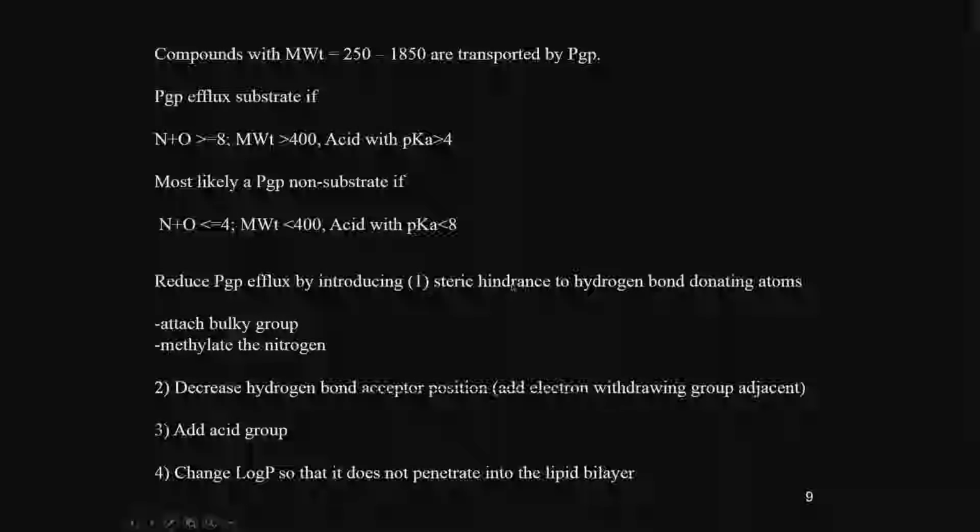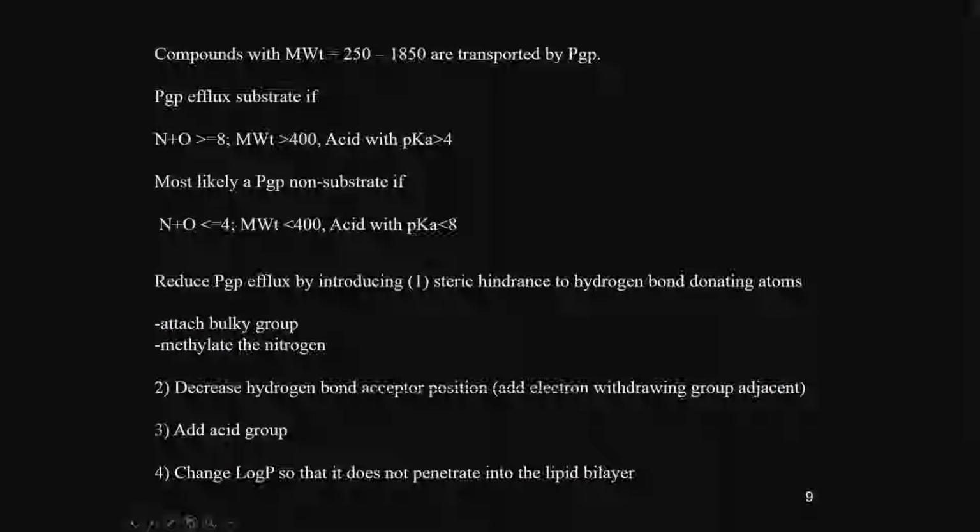Reduce PGB efflux by introducing steric hindrance to hydrogen donating atoms. So, if you have OH, put OCH3; if you have NH, put NCH3. Attach bulky groups, methylate the nitrogen. If you have NH, remove that H with CH3. Decrease hydrogen bond acceptor position, that means add an electron withdrawing group adjacent, add acid groups, change log P so that it does not penetrate into the lipid bilayer. So, these are some strategies for reducing PGB efflux.